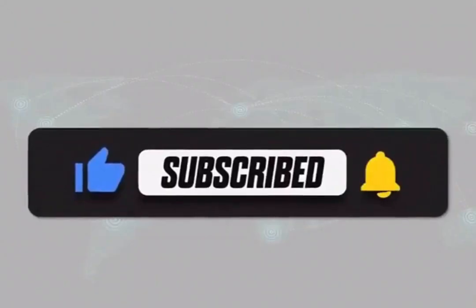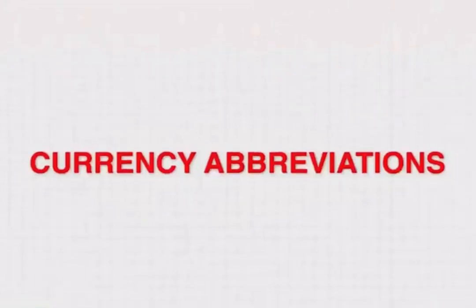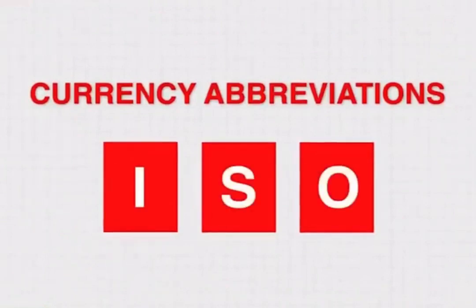Let's now go through some of the key concepts you must know. Currency abbreviations. Each currency is represented by a 3-letter code called an ISO code. Here are some of the main currencies traded.